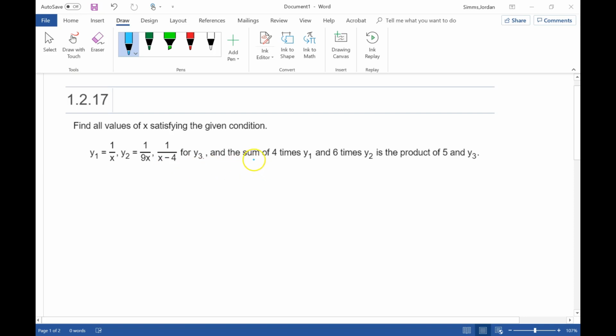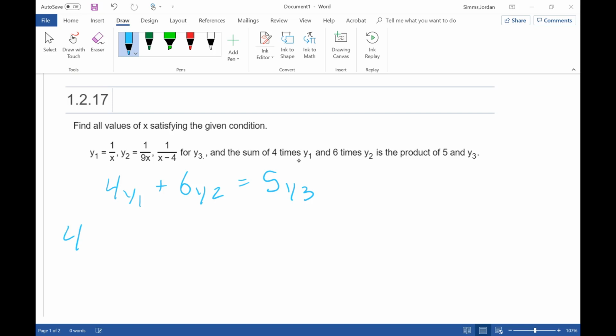Here's what we've got to do. The sum of 4 times y1. So if I write this down as 4y1 plus 6 times y2, that's going to equal the product of 5 times y3. Right? So that's kind of the first step. We have to model this in.